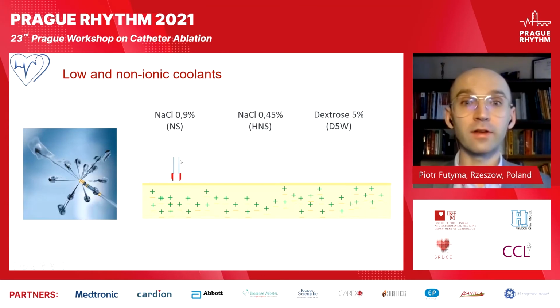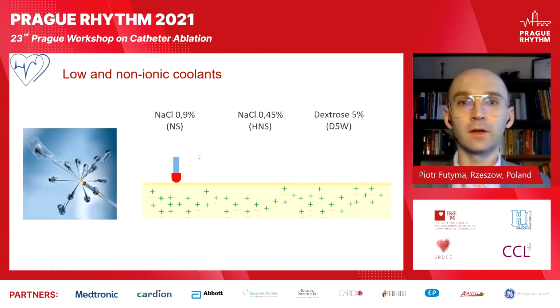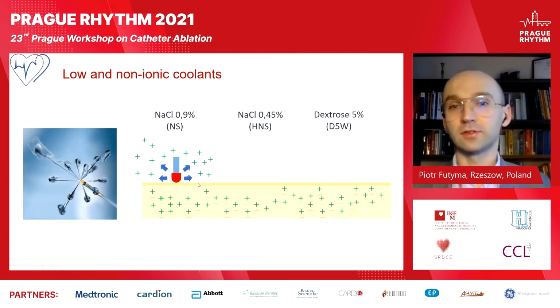Well, we can think of using different coolant. Normally we use normal saline, which contains a similar amount of ions as our targeted tissue. This means that because resistivity of blood is lower, the majority of current goes to the blood and only some of the current goes to the tissue, and this results in lesion formation.